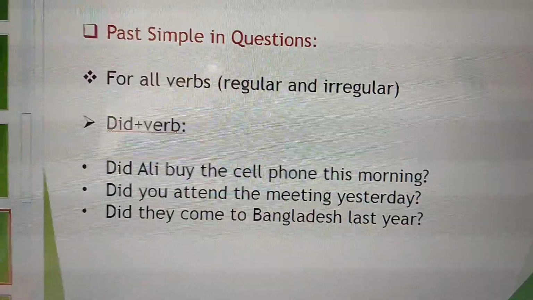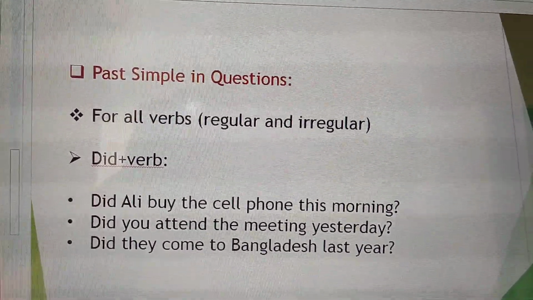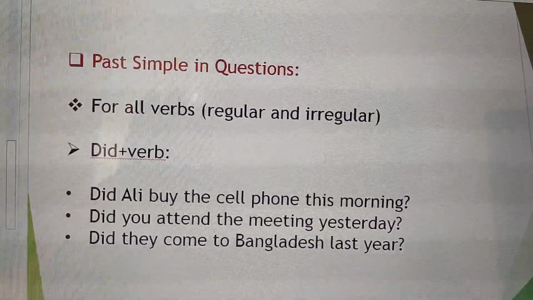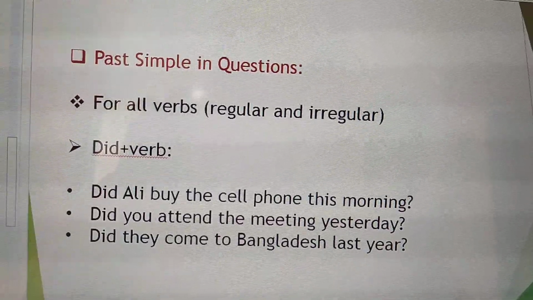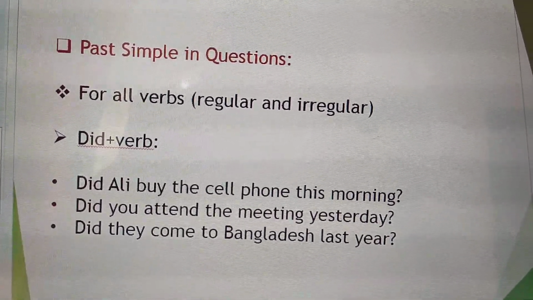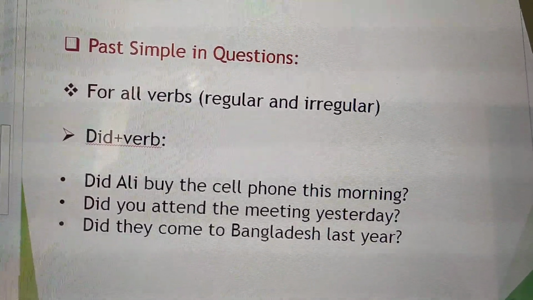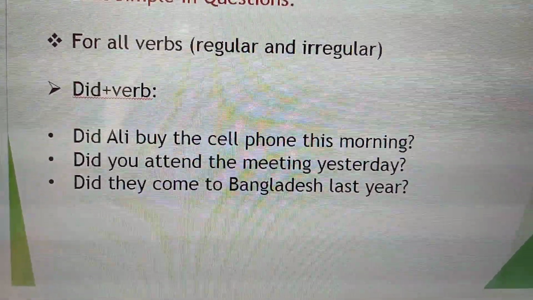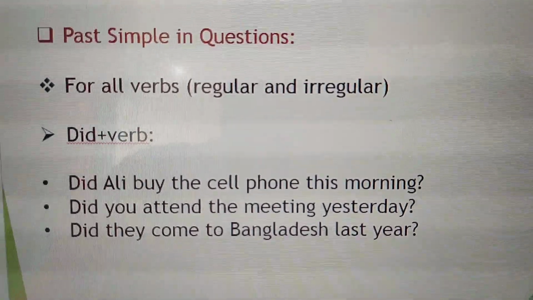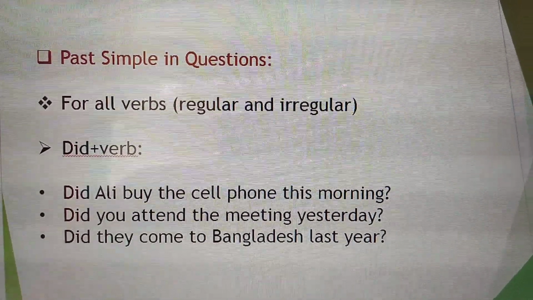Now let's have a look at the past simple tense in questions. For all verbs, regular and irregular, we use the auxiliary verb to do, but we need the past simple tense, which is did, and the infinitive form of the verb. For example, did Ali buy the cell phone this morning? Did you attend the meeting yesterday? Did they come to Bangladesh last year?